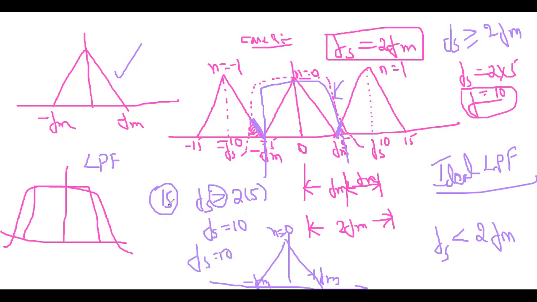Whenever I am taking up to 2 into fs, if it is less than that, it is still an overlap. The high frequency shows as a low frequency, and the low frequency shows as a high frequency. Okay, how it looks I will explain here. The original signal looks like this.